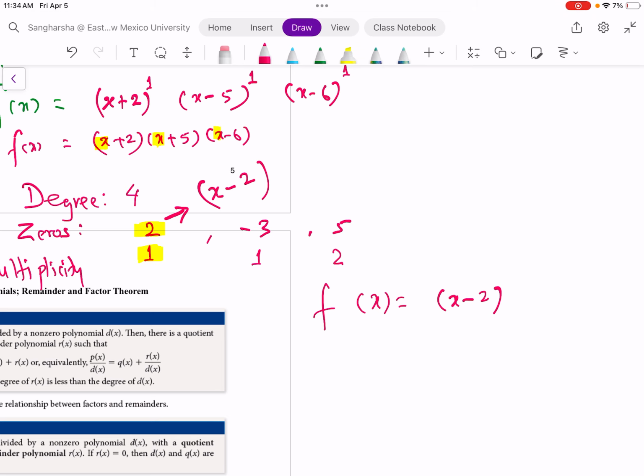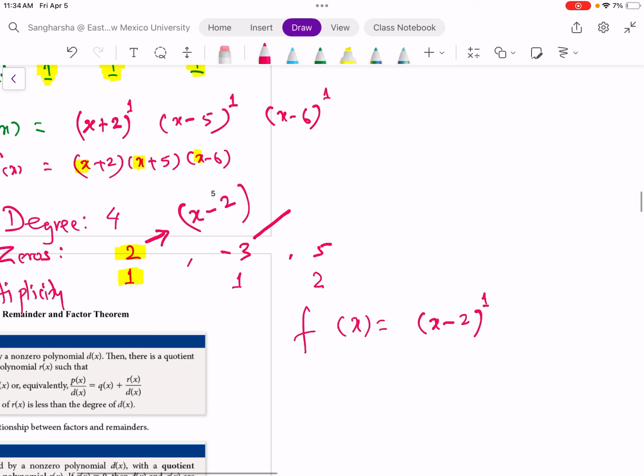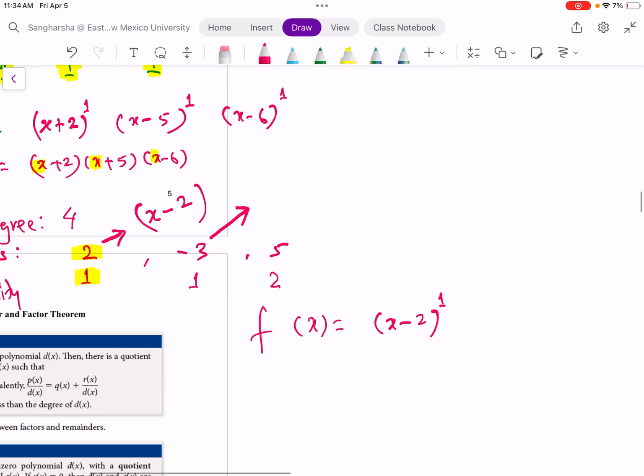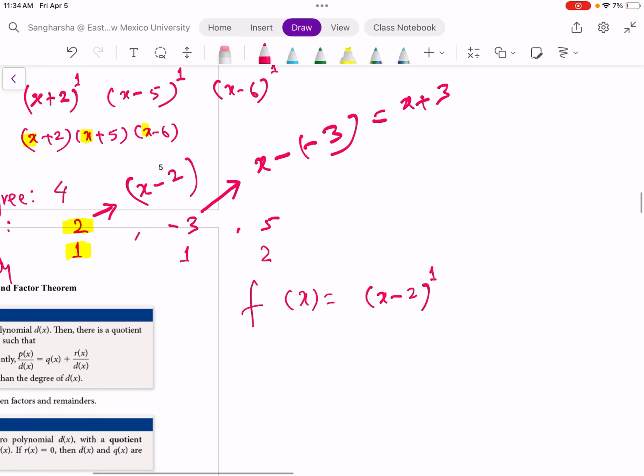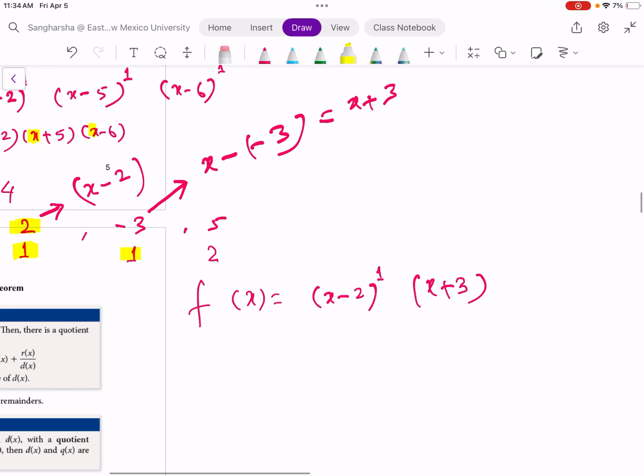Next, let's take this 0. For this 0, what is the corresponding factor? x minus -3, which is x plus 3. So we have the x plus 3 factor, and its multiplicity is 1. And where do we write 1? It is the exponent of this factor.